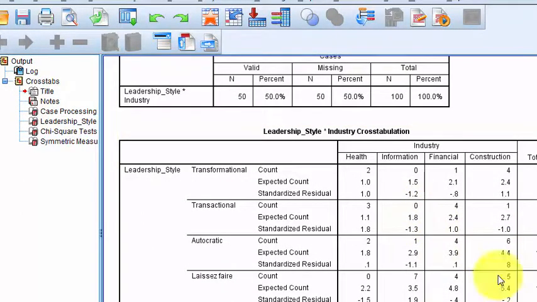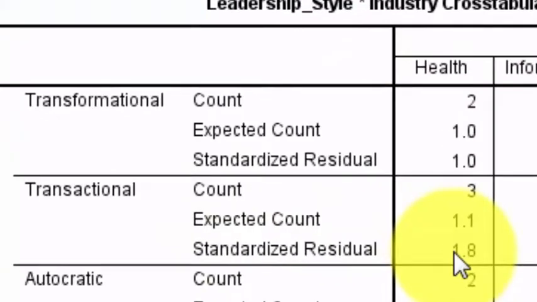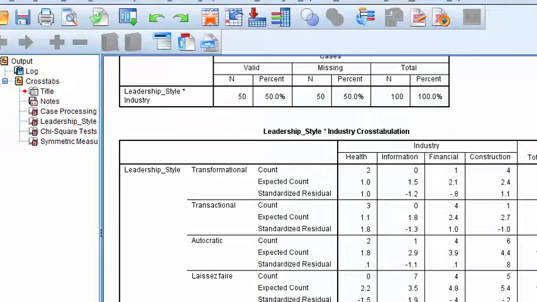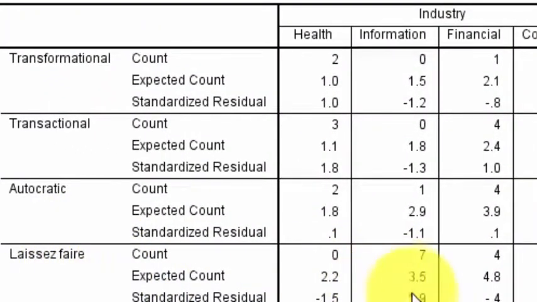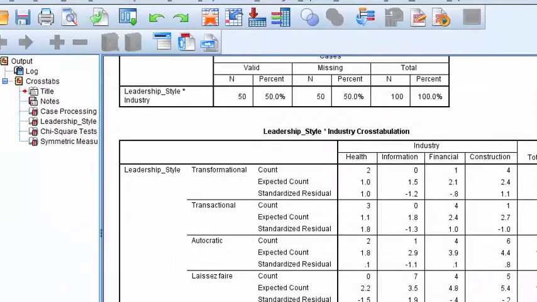So I'm looking at the standardized residuals. Usually anything above 1.7 or 1.8 or something like that, doesn't matter if it's positive or negative, will show some kind of significance there. There's one. Transactional. They expected 1, they got 3. Here's one. Laissez-faire. They expected 3.5 and they got 7, so that's twice as many. Let's go ahead and look at our options.